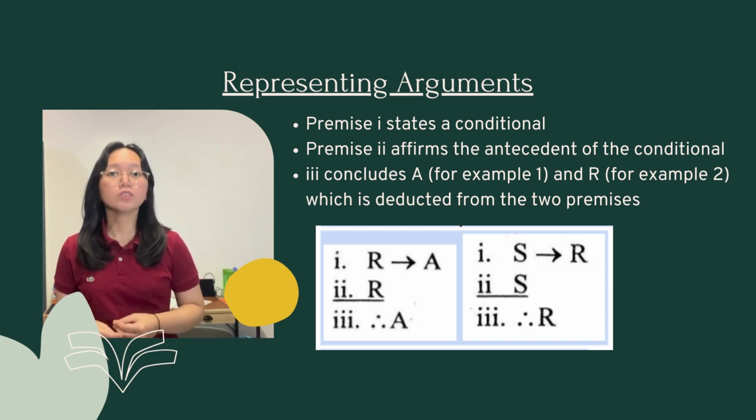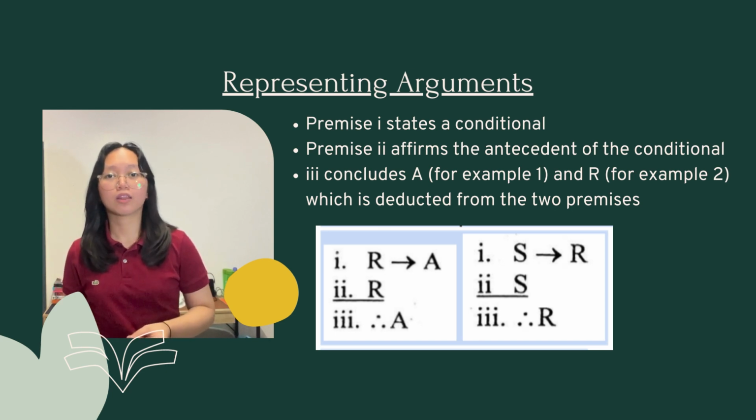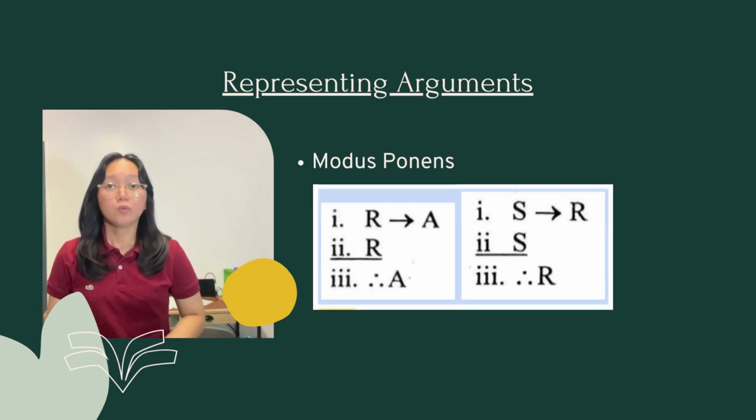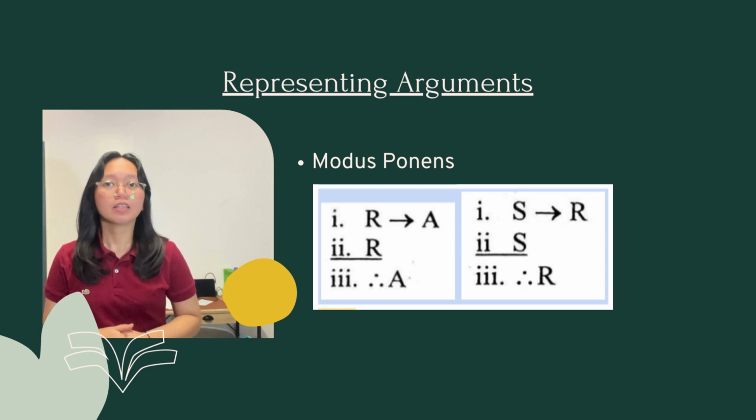Let us take a closer look again at the example if R then A. From part 1, we have stated that R is the antecedent and A is the consequent. With this, it is logical that A is the conclusion for part 3. Again, we will be taking a look at the two examples. If you have noticed, this logical structure is always valid, and the name for this logical structure is modus ponens.